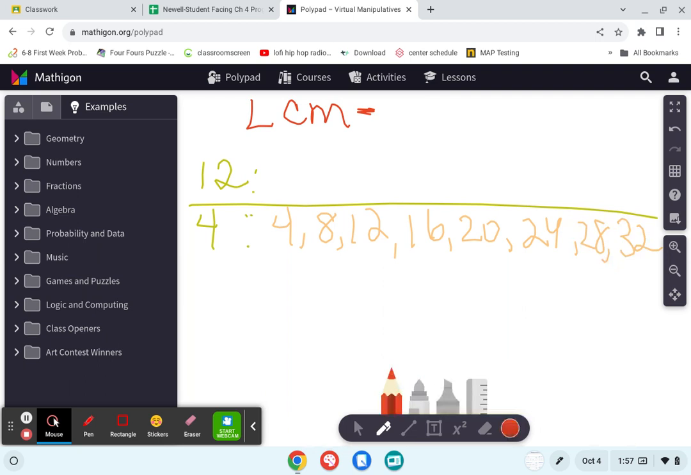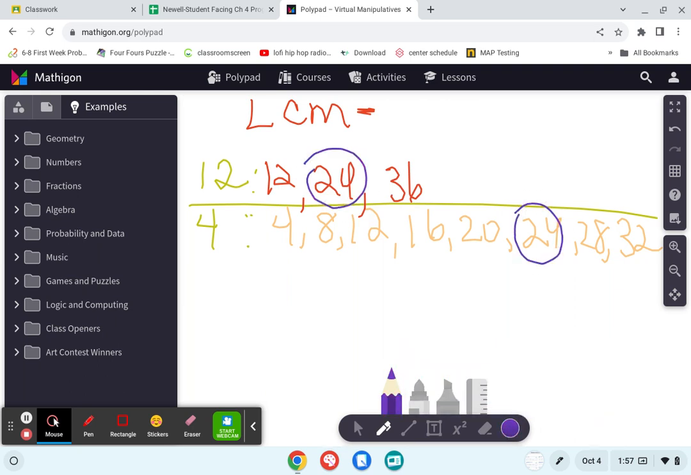Now I'm going to do my 12s. 12 times 1 is 12. 12 times 2 is 24. Look at that. 12 times 3 is 36. I can stop right here because I've already seen that they both have a 24.